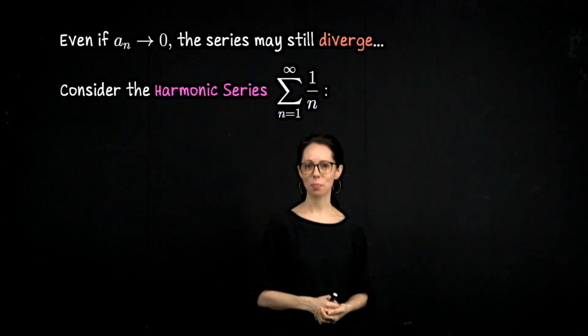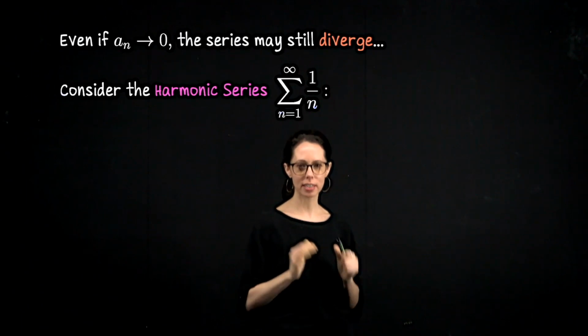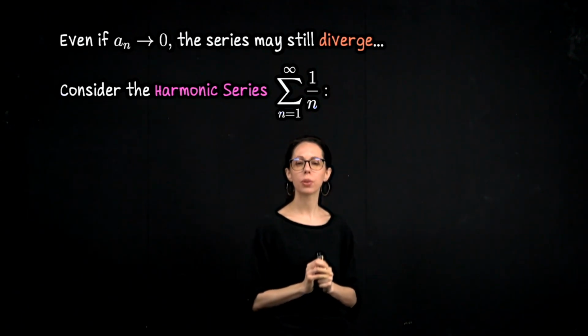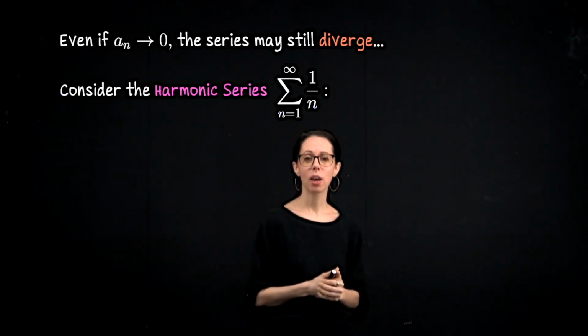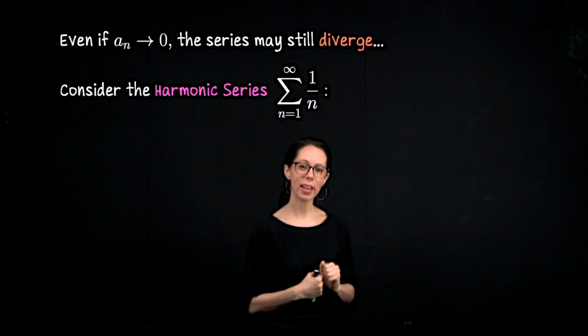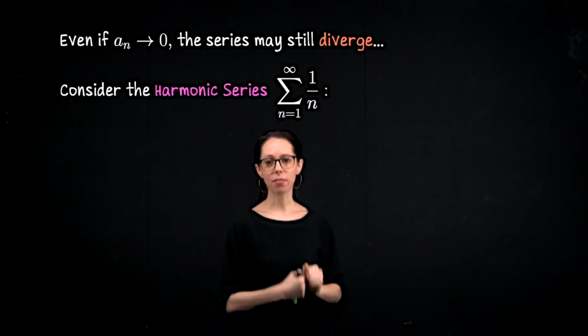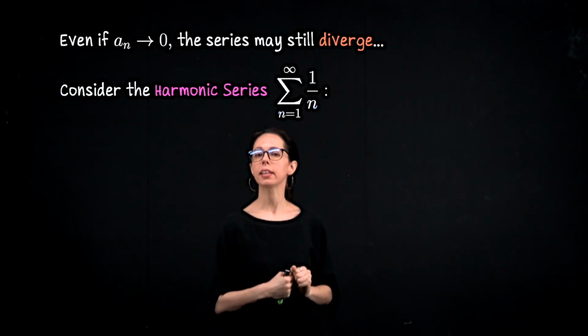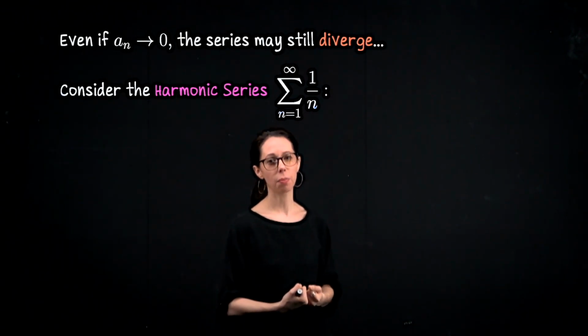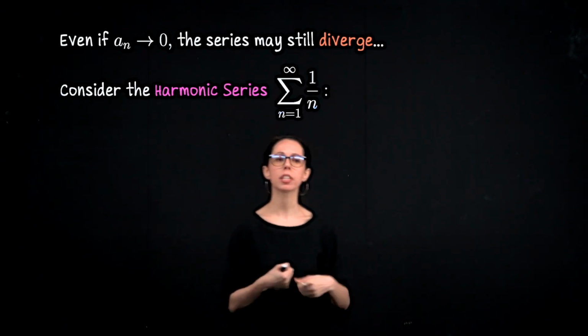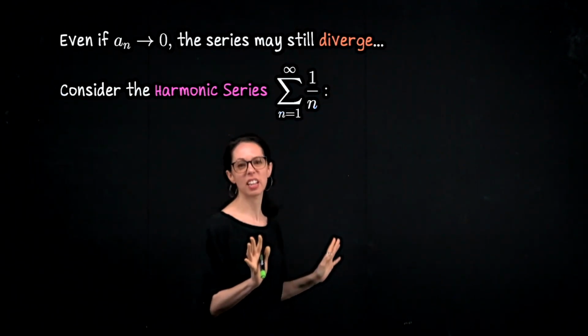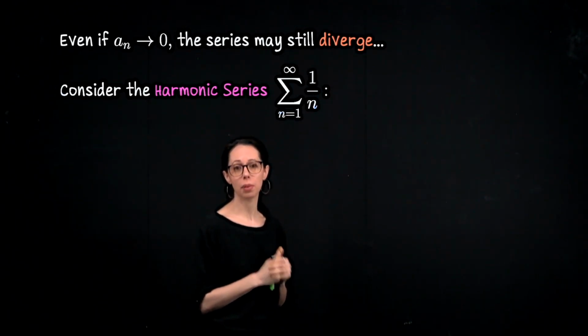Here is a famous example of how the test for divergence does not give you convergence. If you look at what we call the harmonic series, which is adding up terms of the form 1 over n, this series diverges, and yet the limit as n goes to infinity of 1 over n is 0. So you cannot apply the test for divergence to claim that this converges, because it doesn't. The test here just does not apply.